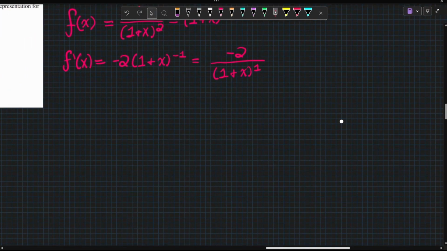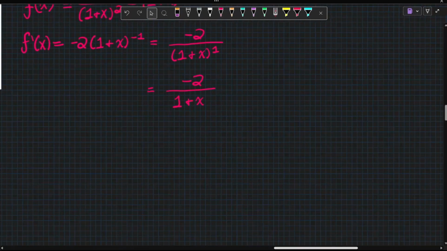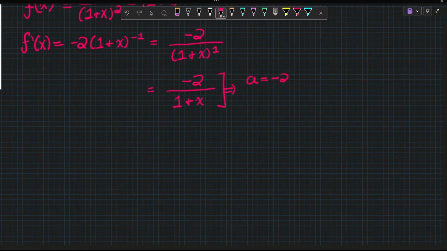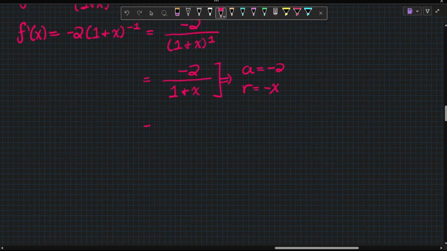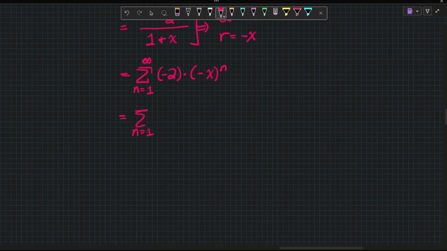Now once we've differentiated this, you can see this is in a more manageable state, right? We know how to do this, because from here we can extract that our a value would be negative 2, and then our r value would be negative x. That's easy. So this would be an infinite series from n equals 0, or really n equals 1 because it's the derivative: negative 2 times negative x to the n, the sum from n equals 1 to infinity of negative 1 to the n, x to the n.